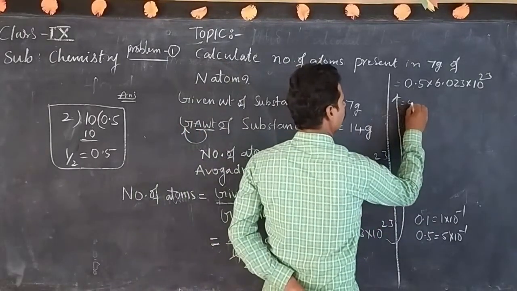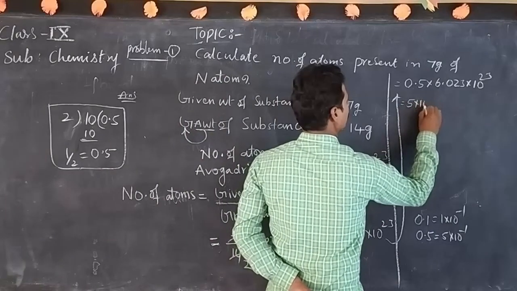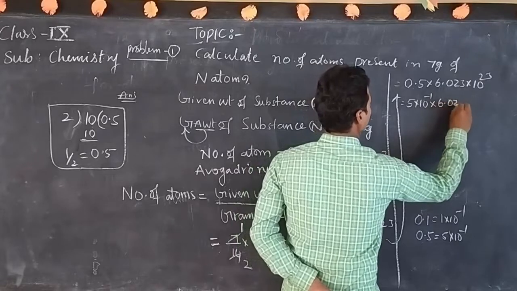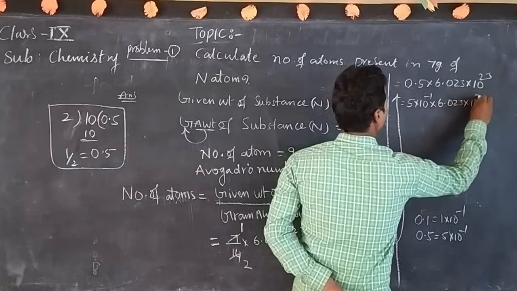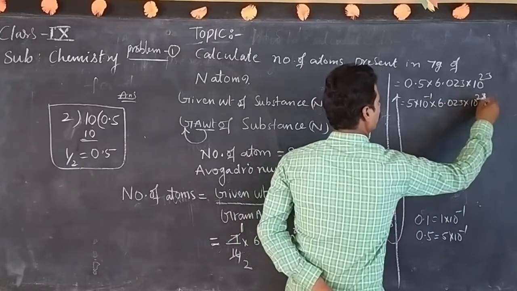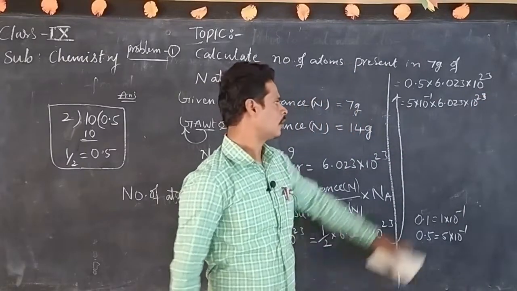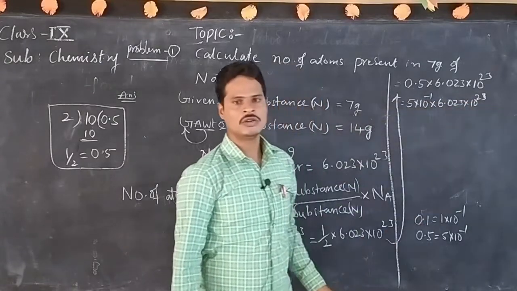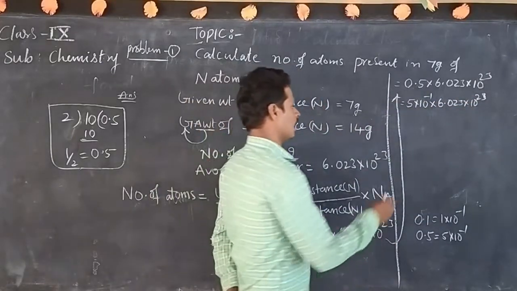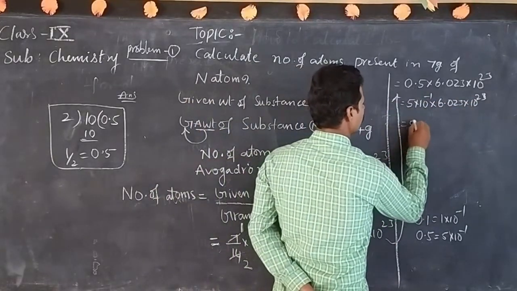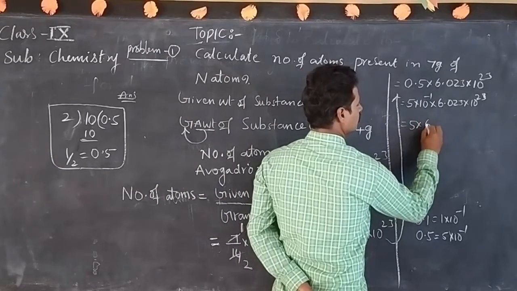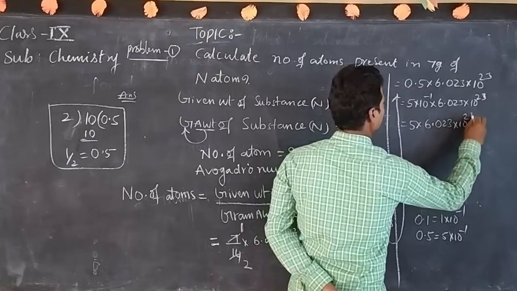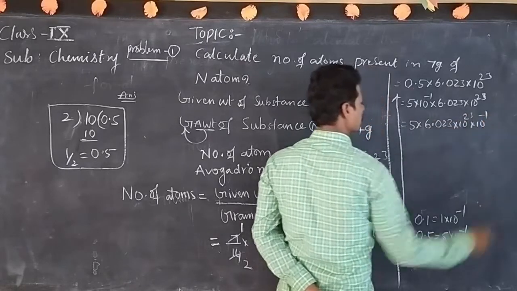Now this 5 into 10 to the power minus 1 into 6.023 into 10 to the power 23. Here, how much is there? 23. And here how much is there? Minus 1. So minus 1 plus 23, how much value? 22. Now 5 into 6.023 into 10 to the power 23 into 10 to the power minus 1.